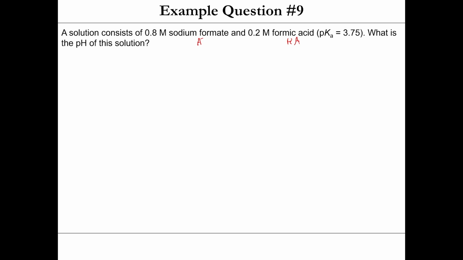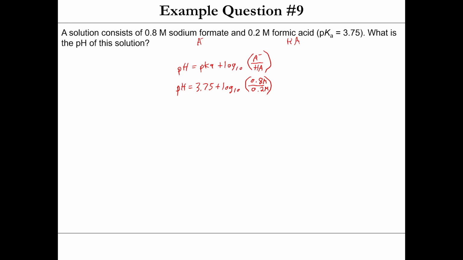So we know that we need to use the Henderson-Hasselbalch equation. pH equals pKa plus the log base 10 of conjugate base over the acid concentration. So we already have a bunch of the information. We don't know the pH, but we know the pKa is 3.75, plus the log base 10 of 0.8 over 0.2. Those are both in molar already, so you don't have to do any conversions.